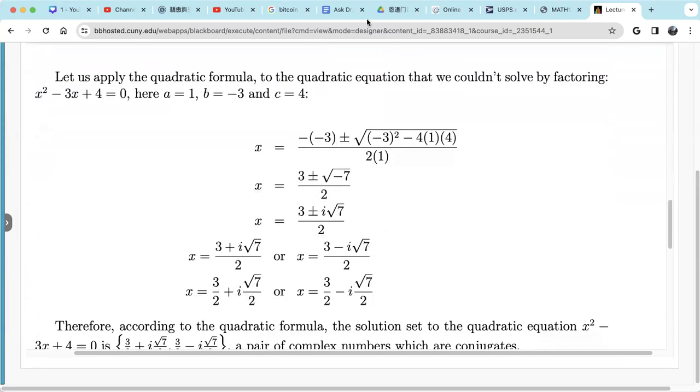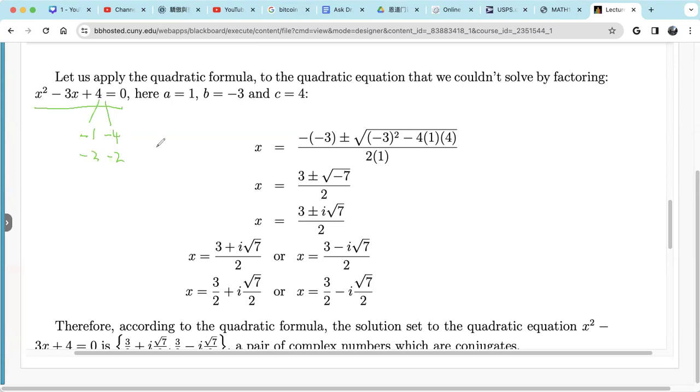Let's see this example. This example is x squared minus 3x plus 4 equals 0. There's no way to factor this. The middle term is negative, so 4 has to be factored as two negatives. It could be either -1 times -4 or -2 times -2. But -1 plus -4 is -5, and -2 plus -2 is -4, but the middle term is -3. So that tells us this cannot be factored.